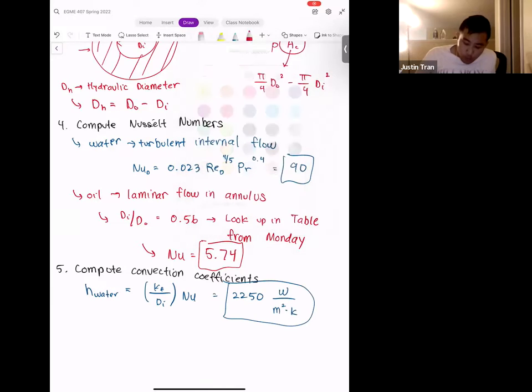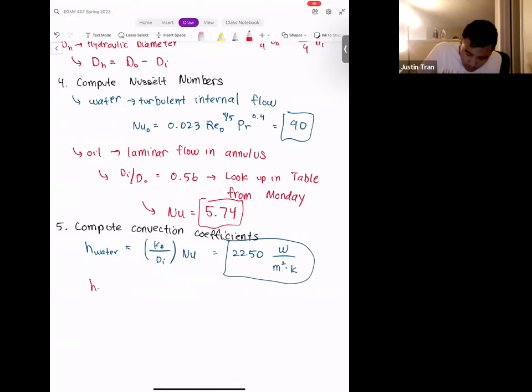Now we do the same thing for the oil. We have H oil equal to K divided by DH. Remember, DH is our hydraulic diameter. We multiply by its Nusselt number, which is 5.74, and we get 39.6 watts per meter squared Kelvin.